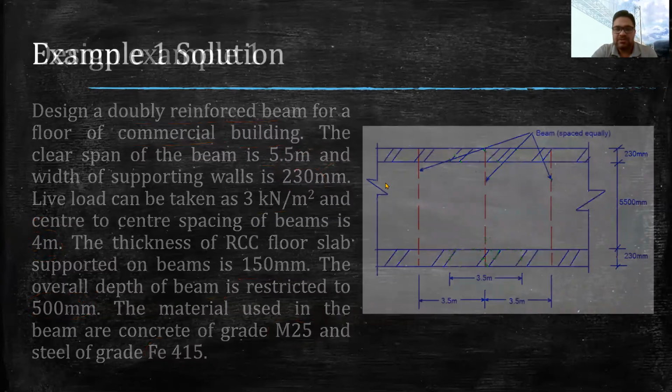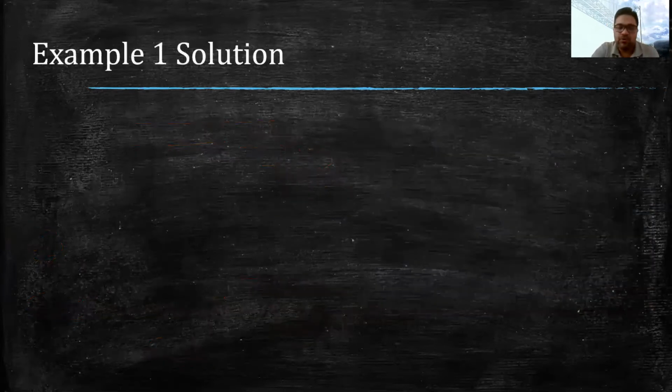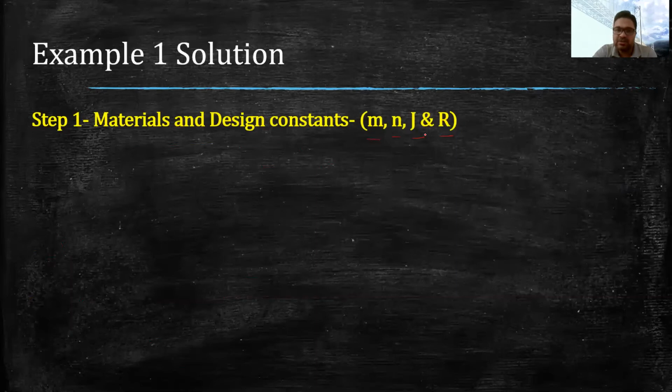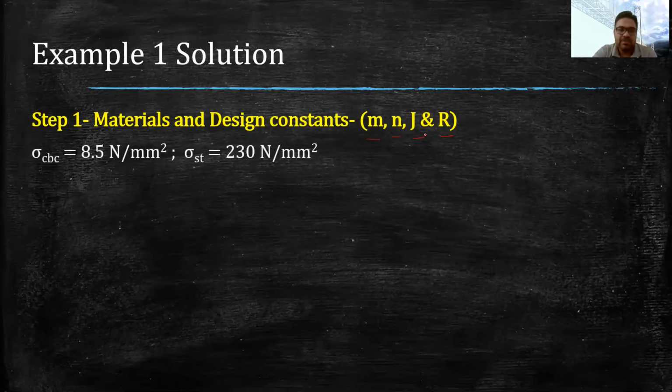So all the previous steps, the steps that we have followed in the design of the singly reinforced beam, we are going to follow the same steps here also. So the first step will be material and the design constants. In this, what we are going to find out is the m value, n value, j and R, and they actually depend on the value of sigma_st and sigma_cbc. And sigma_st and sigma_cbc depend on the grade of concrete and grade of steel. So that is already mentioned in the question.